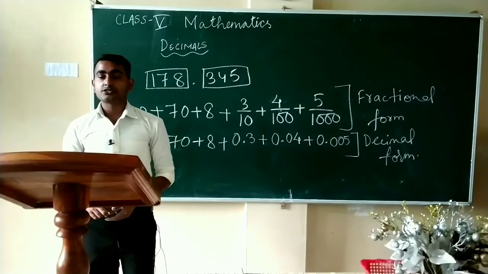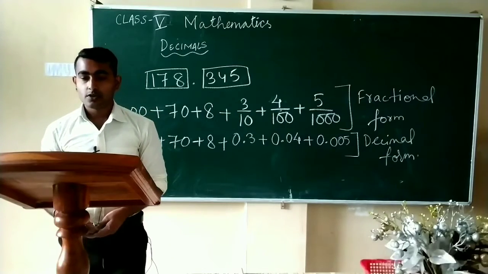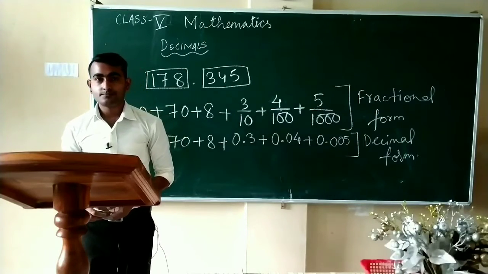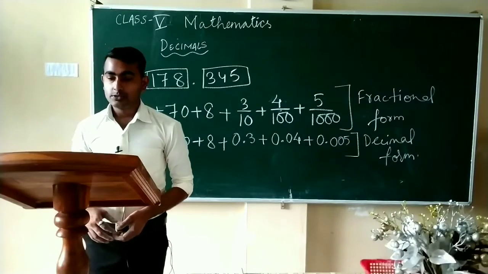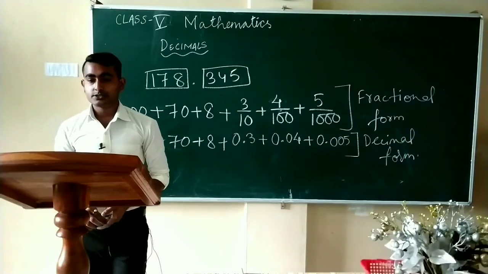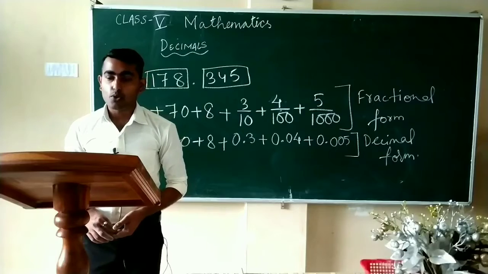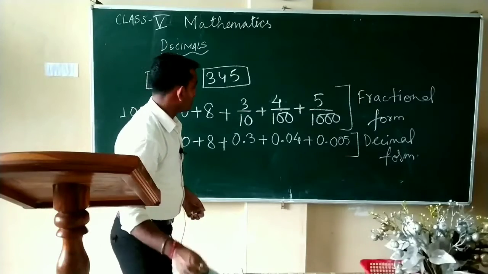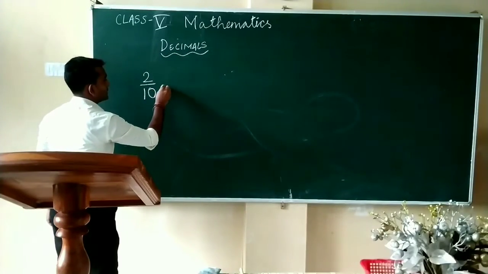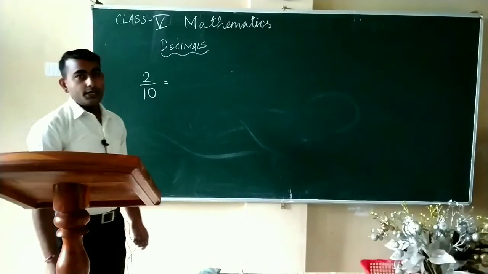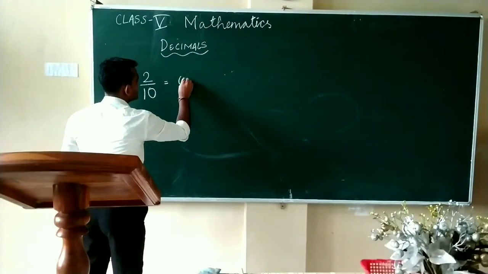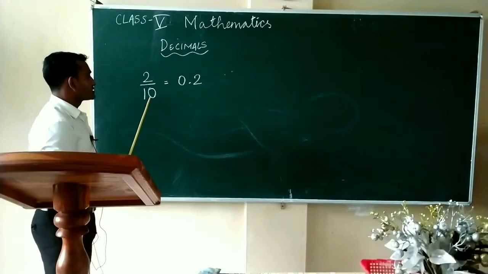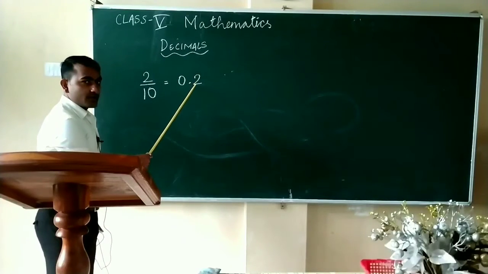Now, converting fractions to decimals. Fractions whose denominator is 10, 100 or 1000 can be easily converted to decimals by putting the decimal point in the numerator accordingly. For example, 2 by 10, in decimal, can be written as 0.2. Now, if the denominator is 10, the number of decimal places will be 1.